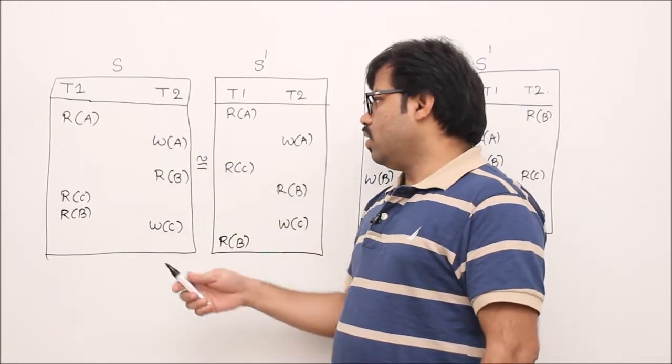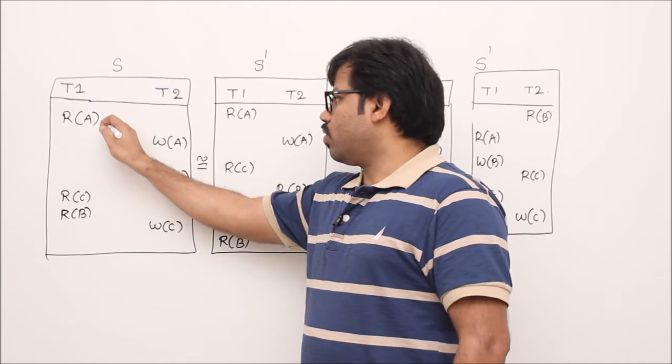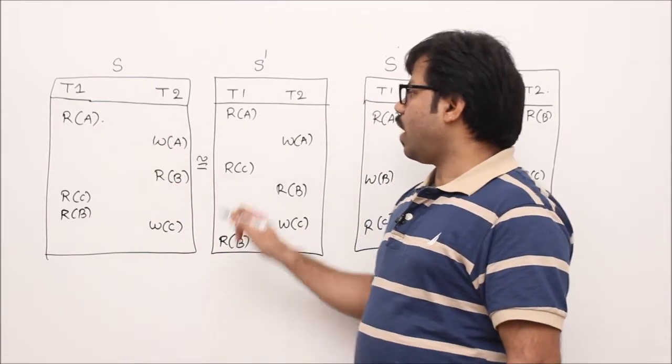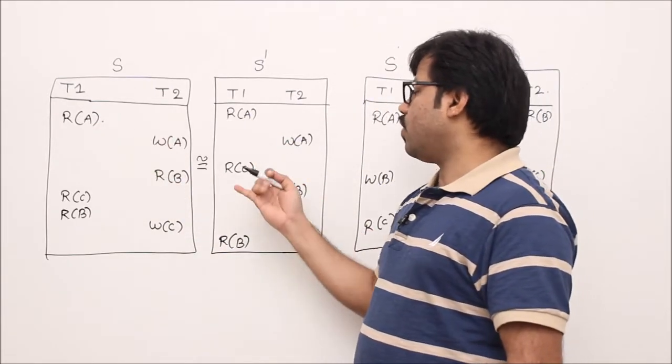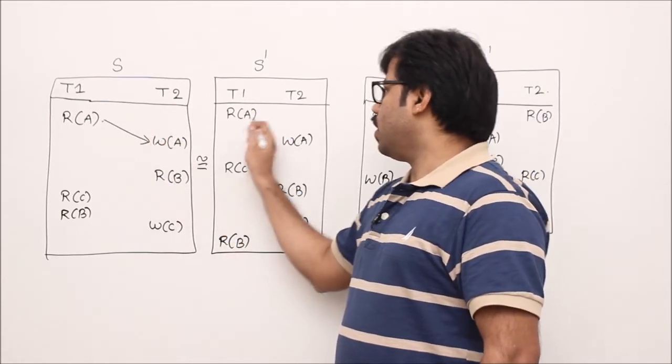Example, in this schedule, this is a conflict operation, correct? Read A to write A, correct? So let's note down: read to write. The same thing should happen in the other schedule also. Then only it is equivalent. So read A, write A, correct? Let's mark it. Here also the same.